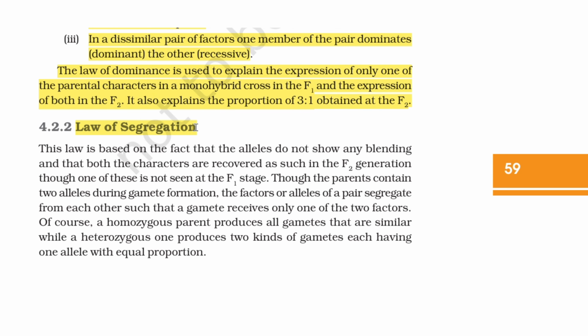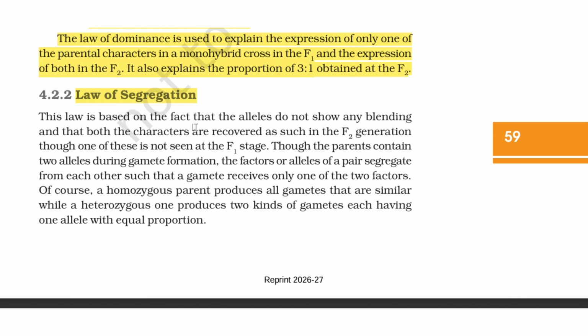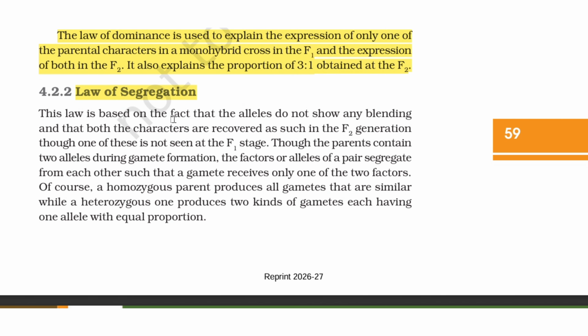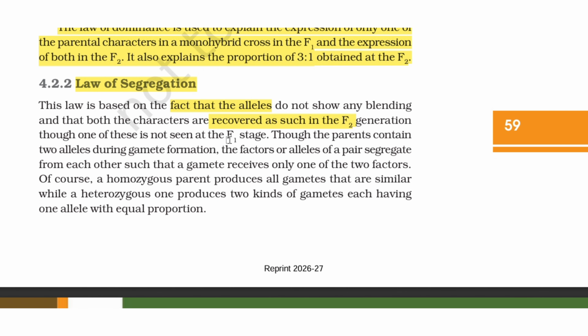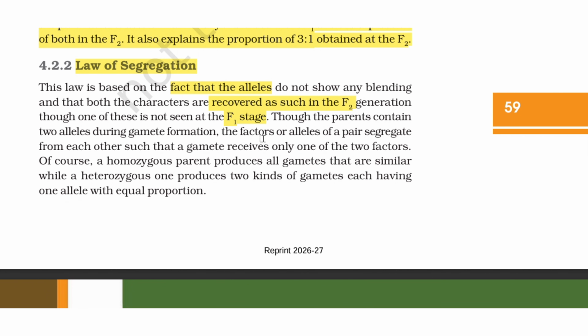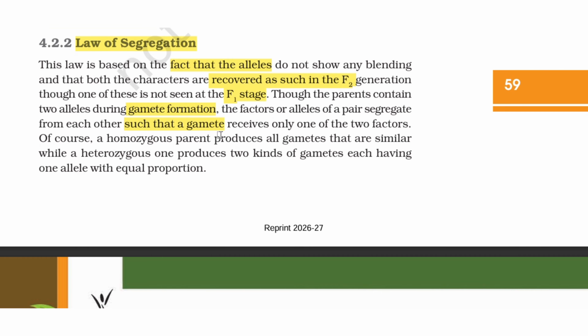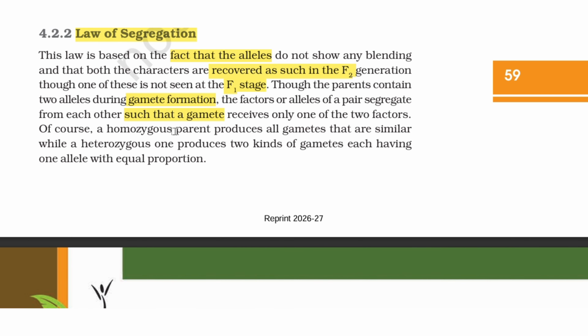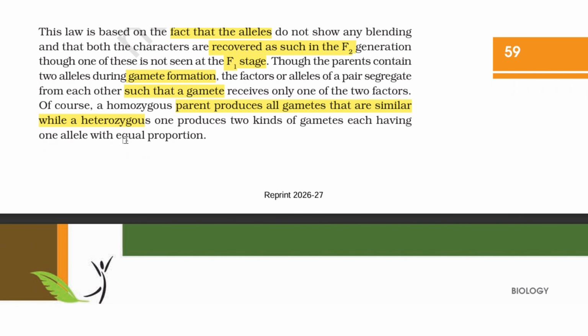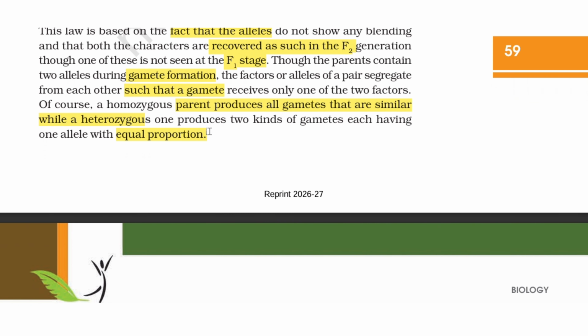Law of segregation. This law is based on the fact that the alleles do not show any blending and that both the characters are recovered as such in the F2 generation, though one of these is not seen at the F1 stage. Though the parents contain two alleles, during gamete formation the factors or alleles of a pair segregate from each other such that a gamete receives only one of the two factors. Of course, a homozygous parent produces all gametes that are similar, while a heterozygous one produces two kinds of gametes each having one allele with equal proportion.